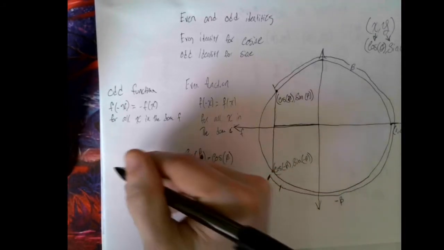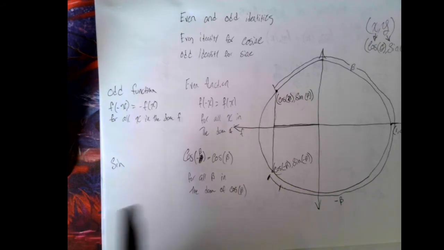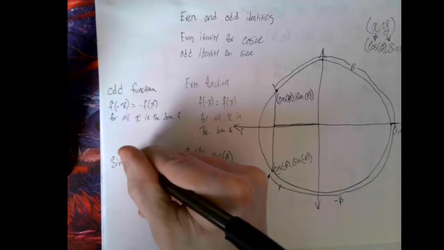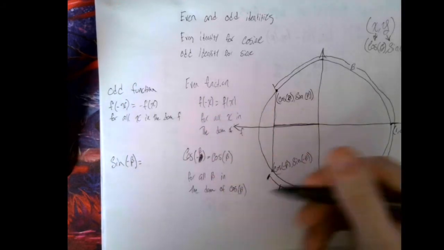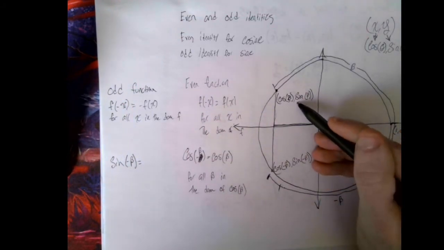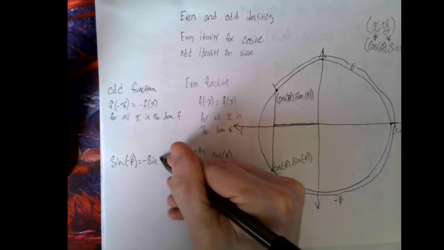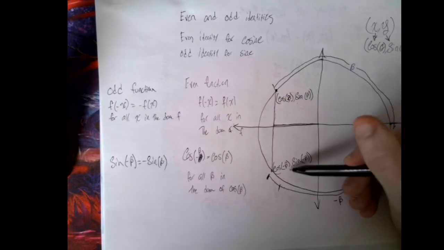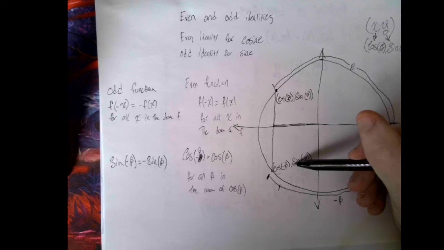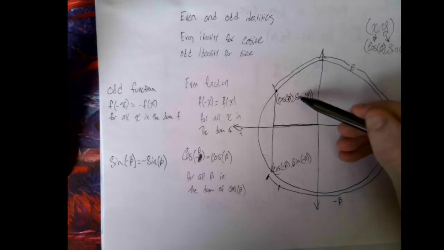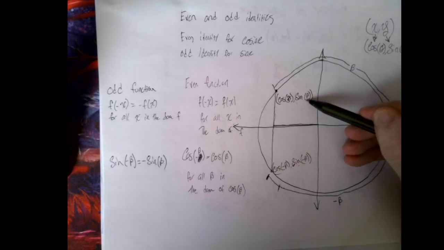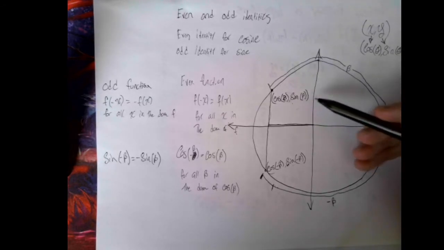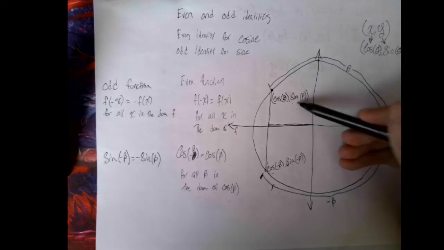So from there we can tell that sine of negative beta is equal to negative sine of beta, right? And we can see that here because if you go here, it's the same thing as this y value. This y value is the same thing as this y value negated, or the opposite of this y value. So sine of negative beta is equal to the opposite of sine of beta.